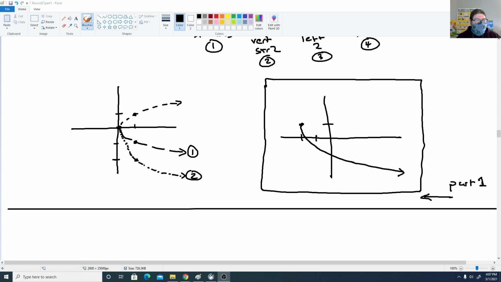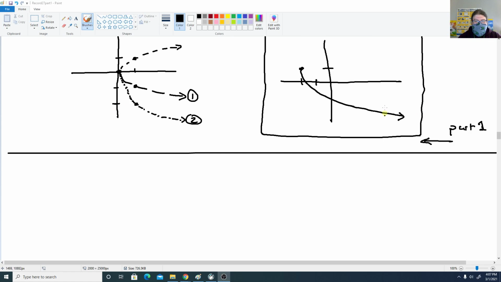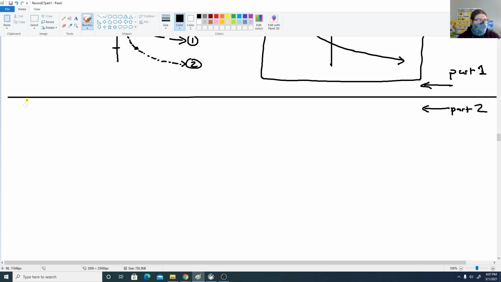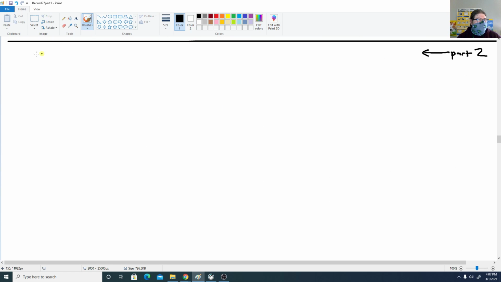Okay, we're going to finish up part 2 here, picking back up where we left off. So we did one example here. We're going to do a couple more examples of these to finish up this section.